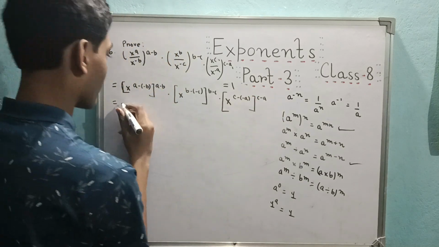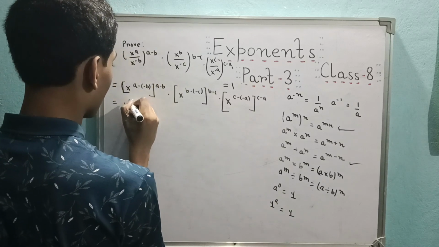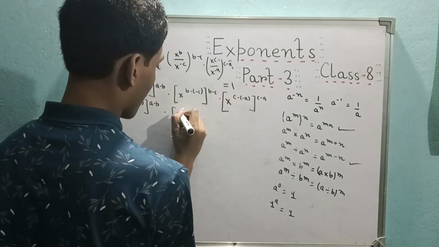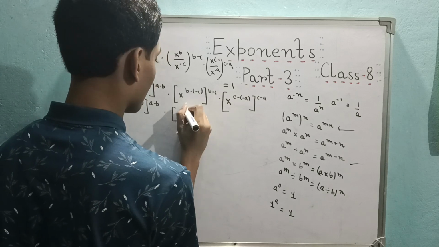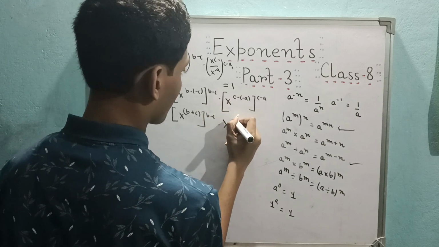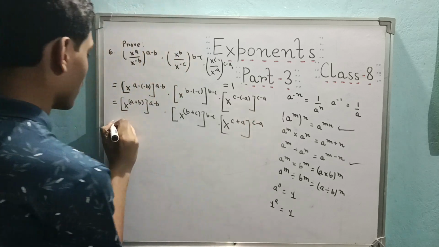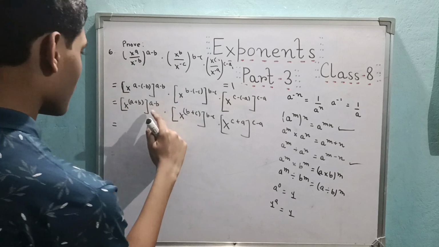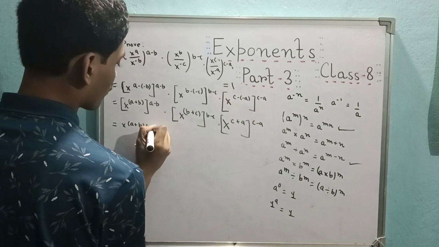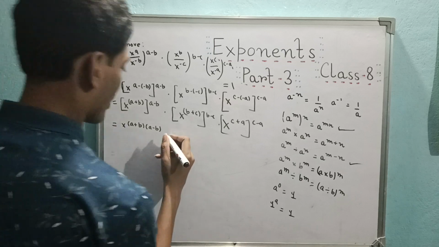So equal to x to the power, this is a minus minus, means a plus b, to the power a minus b, to x to the power b plus c into b minus c, to x to the power c plus a into c minus a. Then again powers get multiplied, equal to x to the power. Now you are able to understand which question I am talking about. We just did it previously, right? A square minus b square, that one.